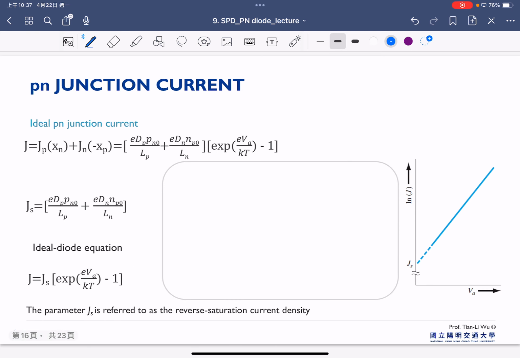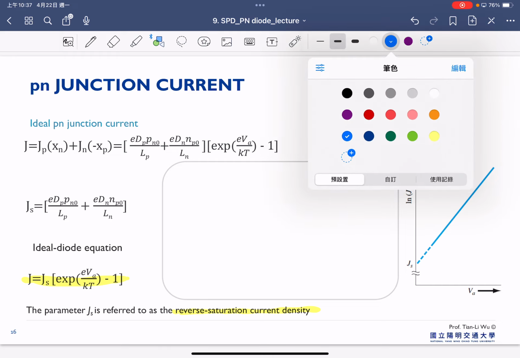So finally, we have the total current equal to this term, and where we define Js like this one. So the ideal diode equation can be expressed like here, and the parameter Js here is referred to as the reverse saturation current density. So now if we try to plot the reality, but still ideally, the IV curve, it should actually look like this.